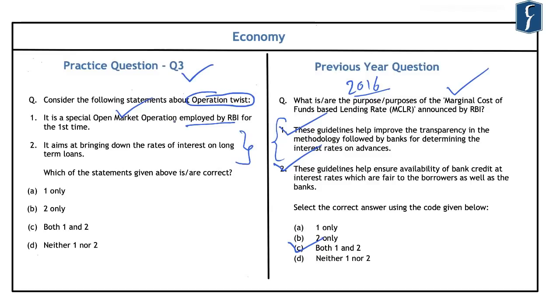So now if we look at this question, the first statement that is given, that is, it is a special open market operation employed by the Reserve Bank of India for the first time, is a correct statement. And the second statement, that it aims at bringing down the rate of interest on long-term loans, is also correct because it is one of the purposes of the operation twist. And hence the correct answer here would be C, that is both the statements 1 and 2 are correct. With this, let's take up the next question now.